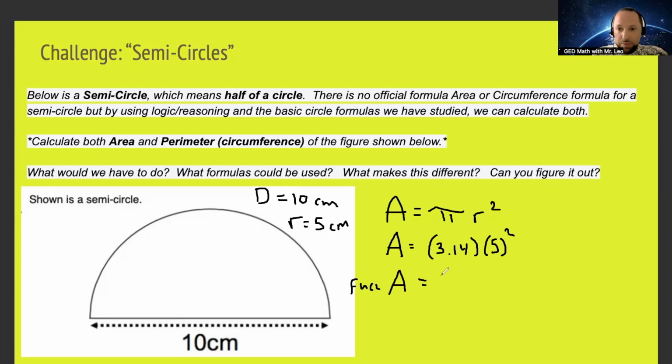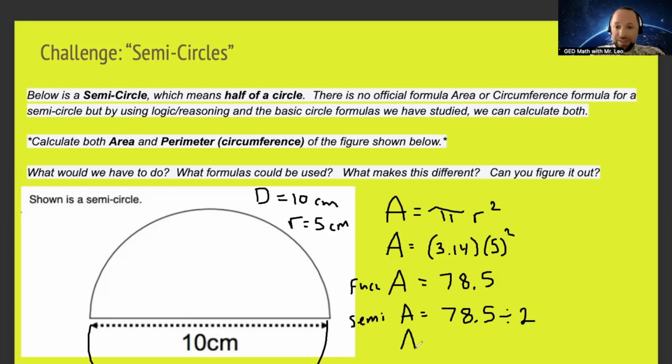Full area equals 78.5. It's a good idea to take a little note just so you can be clear if you're looking over this later. What are we talking about? This is the full area of a full circle. So the semicircle area is going to be half as much. All you've got to do to find half is divide by 2. I use the calculator, of course, and I get 39.25. Area is 39.25 square centimeters.